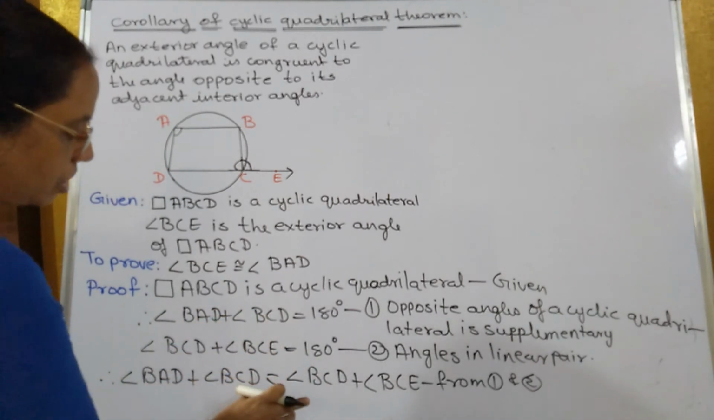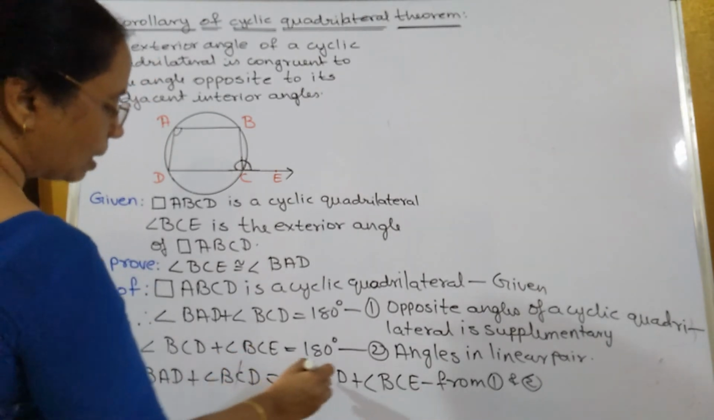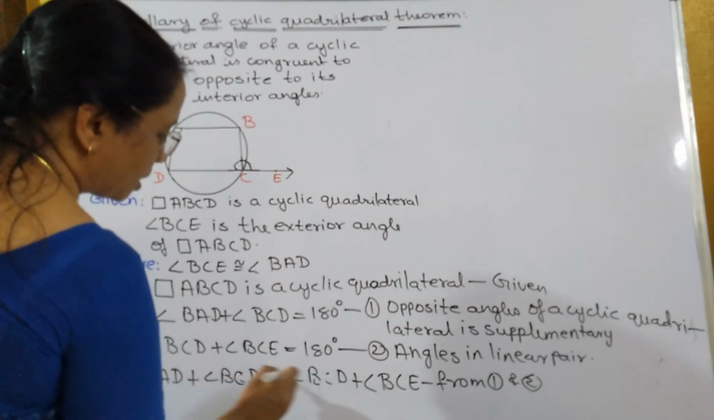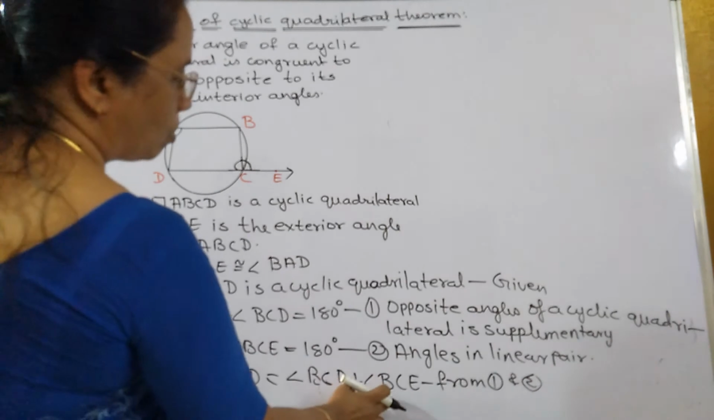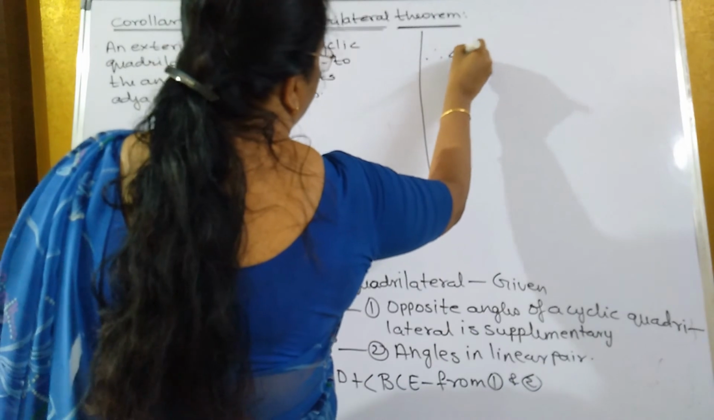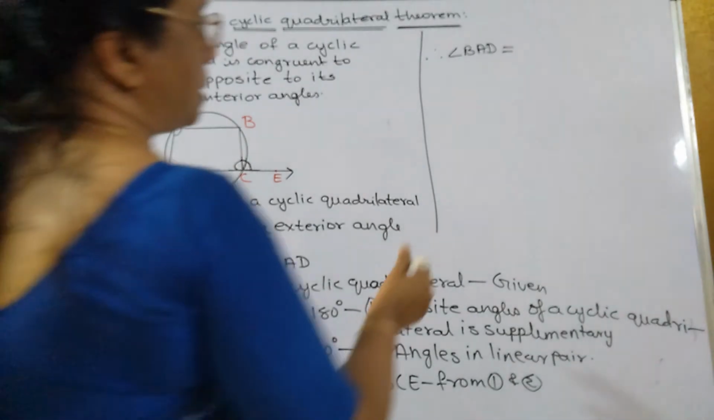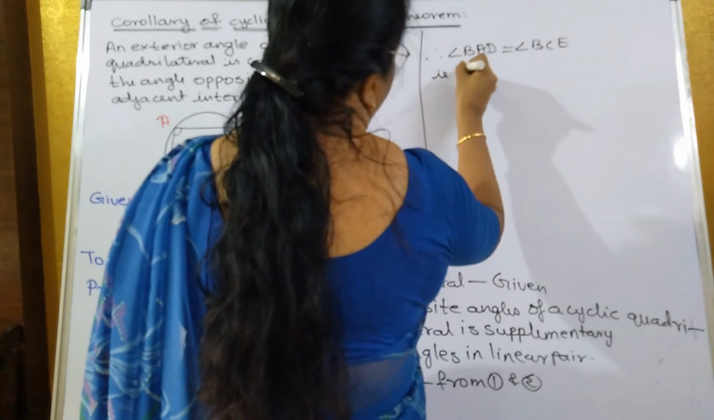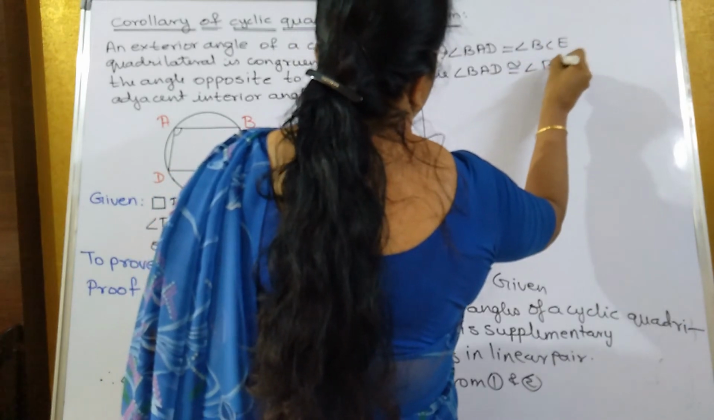Now in this, on the left hand side and right hand side both are having angle BCD, so this and this will get eliminated. I have told before also, no need of showing by cancellation. It is understood that it will get eliminated. So what will be left? Angle BAD is equal to angle BCE. Therefore, angle BAD is equal to angle BCE. So that is what we had to prove. That is, angle BAD is congruent to angle BCE.